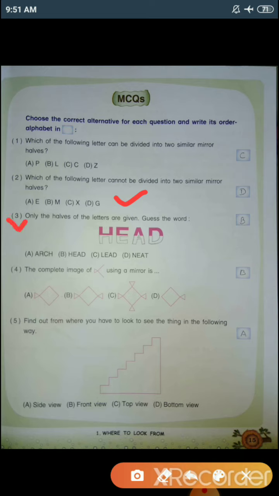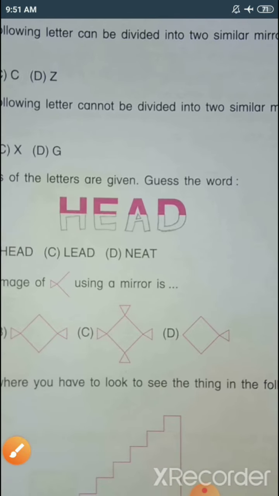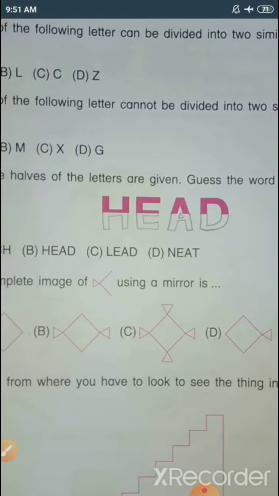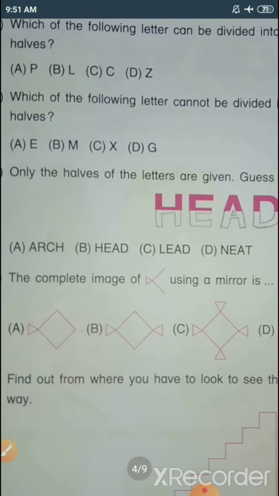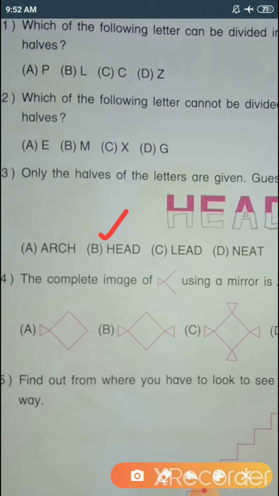MCQ number 3. Only the halves of the letters are given. Guess the word. You can see here I have already completed the letters using a pencil. So our word is HEAD, head. So your answer is option B, head.